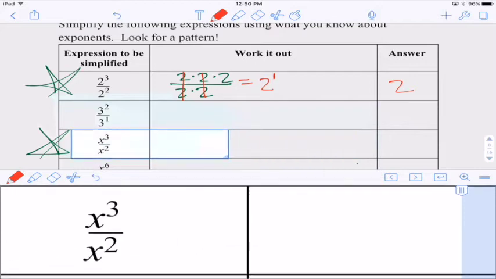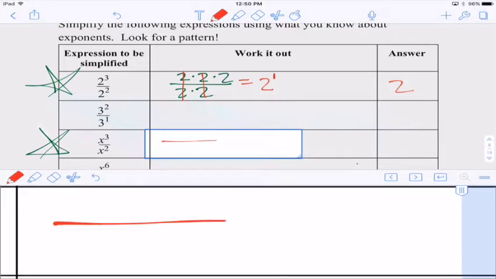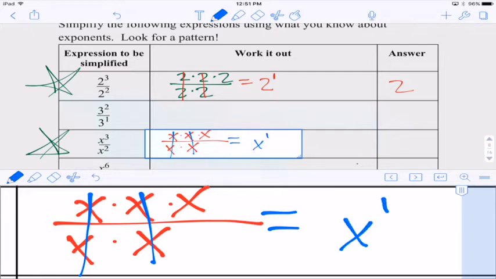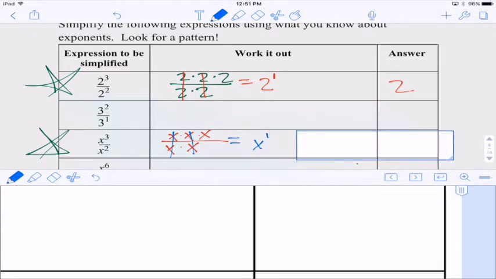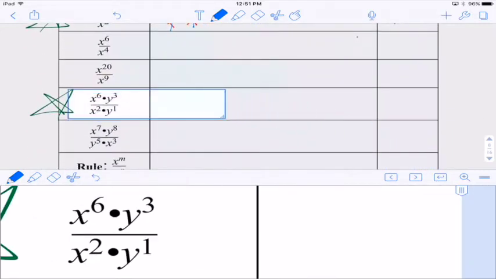Let's see another. Now, x cubed and x squared. Notice how it's very similar. We're going to do the same thing. On the top, we've got x times x times x, and on the bottom, we've got x times x. That's x squared. We're looking for cancellation. If this cancels, we have just one x left in our numerator, and that's just x. Let's do one more.